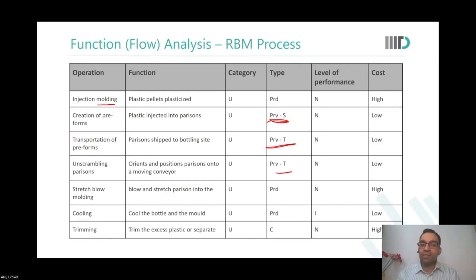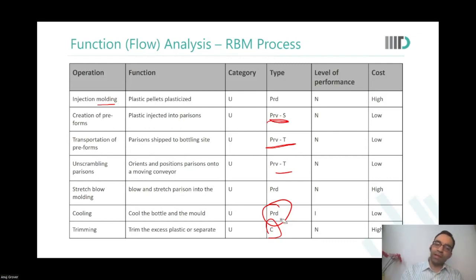And then the blow and stretch process, that is a productive function. Cooling again is a productive function, because after cooling, when this product goes out to market, you notice that the temperature is room temperature or lower. So it is therefore a productive function. And then trimming, that is cleaning up, is a corrective function. Okay.